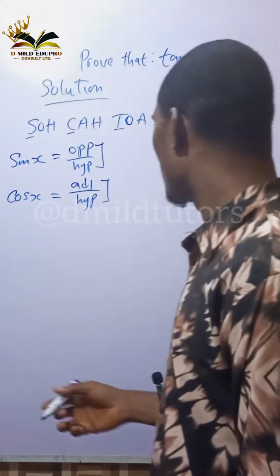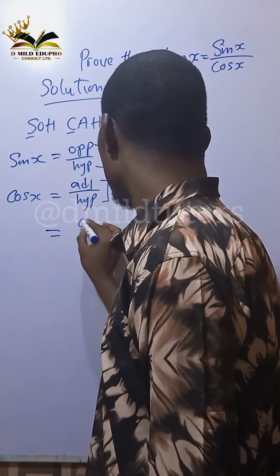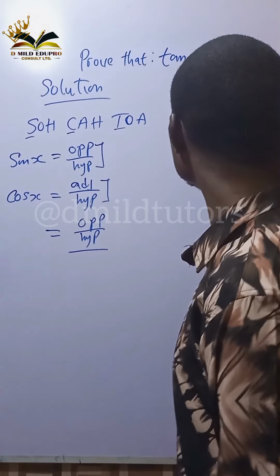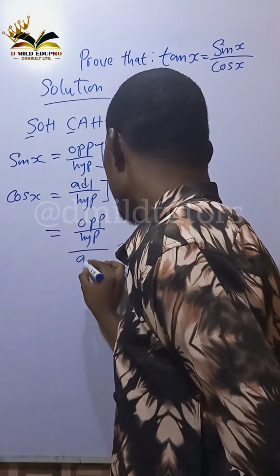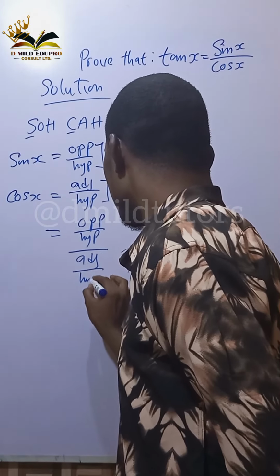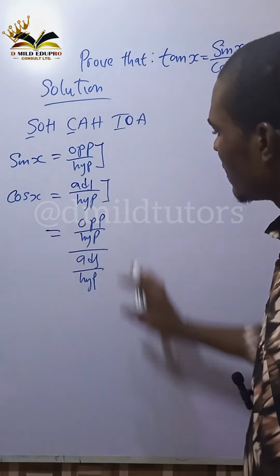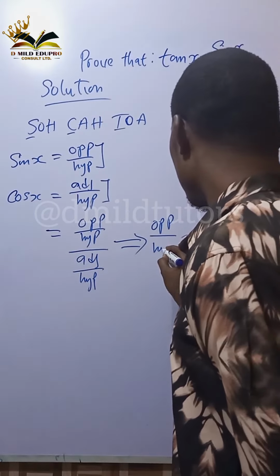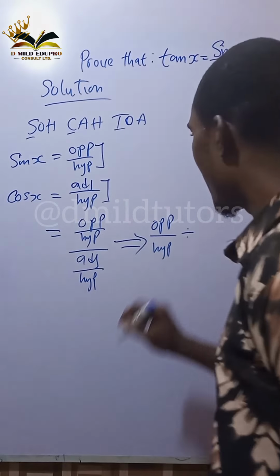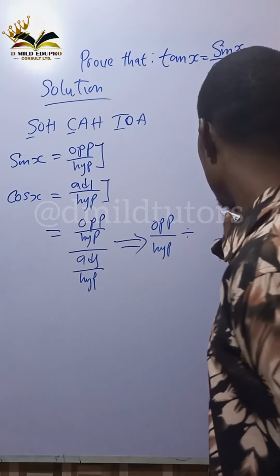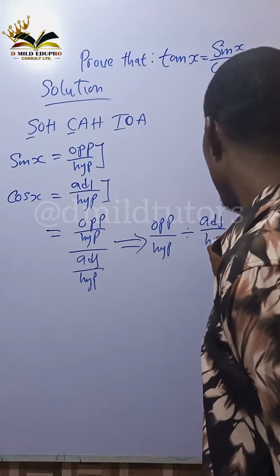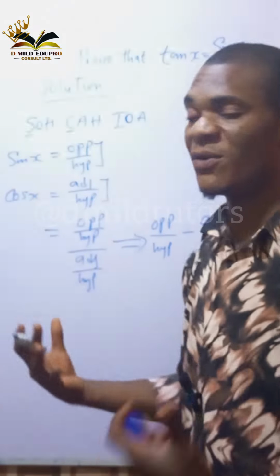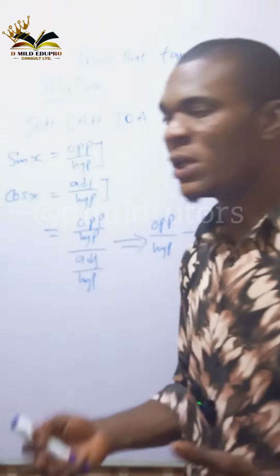Is that okay? So what we're going to do then is opposite over hypotenuse, then over, which is this, you now have adjacent over hypotenuse. Now this can be simplified to be opposite over hypotenuse divided by this line you have here, then you have adjacent over hypotenuse. Is that okay?